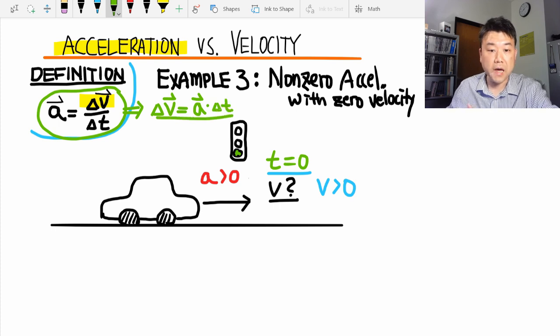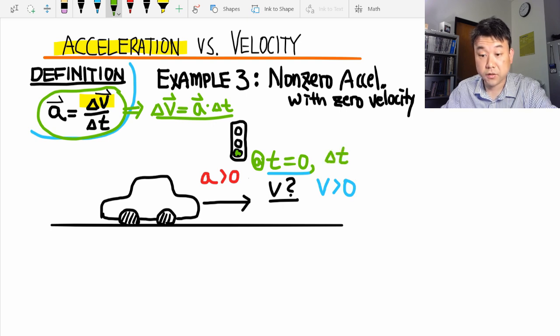So before time equals zero, your acceleration was zero. So no matter how long you wait, the change in velocity would have been zero. Now at time equals zero, the duration of time over which acceleration was non-zero has been zero. That's the exact moment at which acceleration flipped from being zero to non-zero. So what that means is there hasn't been enough time for the velocity to have changed. So at time equals zero, velocity still is zero.